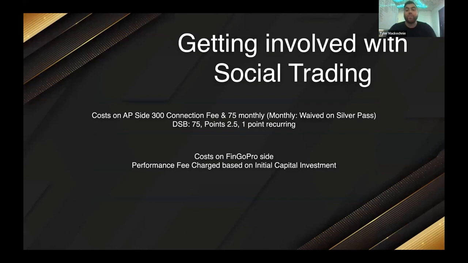So you might be asking, what does it take to get involved with social trading on our side? So the first thing is the cost on AP side for social trading is going to be $300 connection fee, and then $75 a month. Now, if you're on the Silver Pass, again, the Silver Pass waives that monthly fee. Now, the costs on the Fingo Pro side, there's going to be a performance fee, of course, on this fund. And these performance fees are charged based on the initial capital investment that somebody puts in.